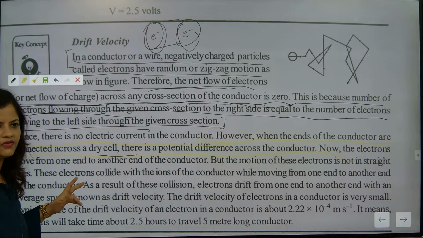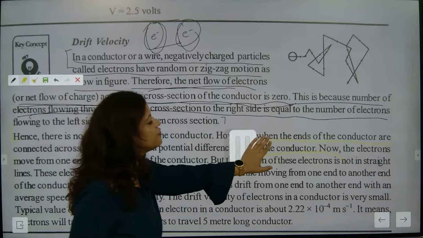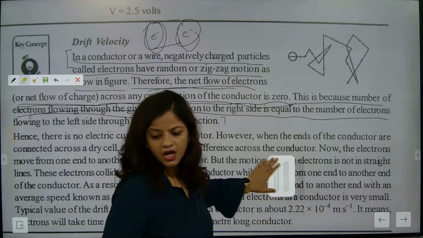So I hope you might have understood. So here, this is exactly the most important thing. So area of cross section, we have understood. Now we are going to the next topic.